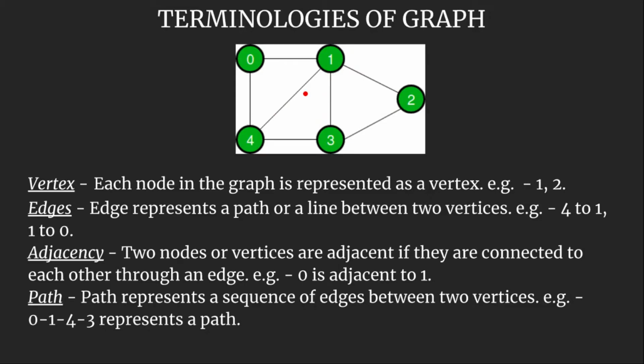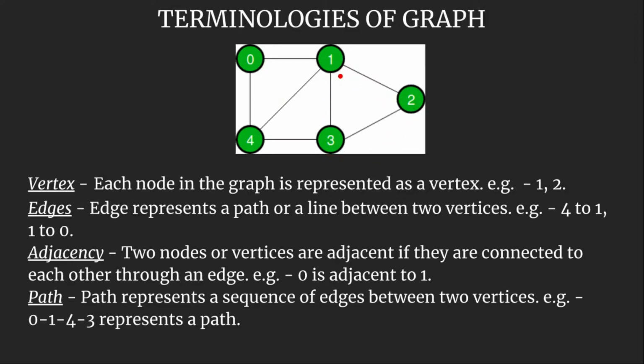Another term is adjacency. Two nodes or vertices are adjacent if they are connected to each other through an edge. In this example, we can see that 0 and 1, these two vertices are connected via this edge, so they are adjacent nodes. Like this, 0 and 4 are adjacent, 3 and 2 are adjacent, 2 and 1 are also adjacent.